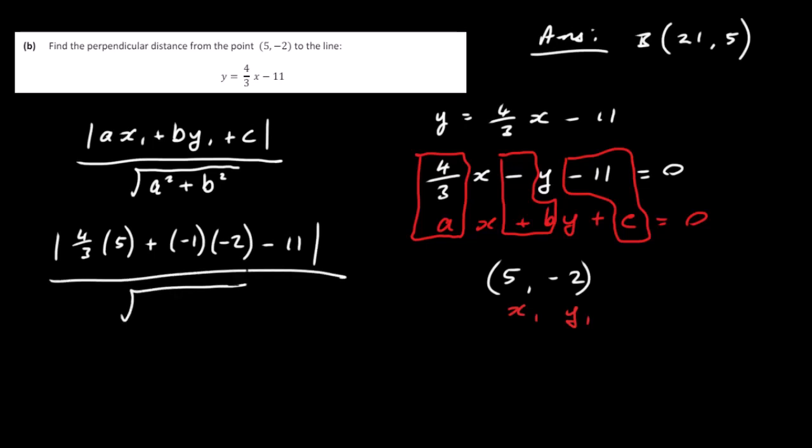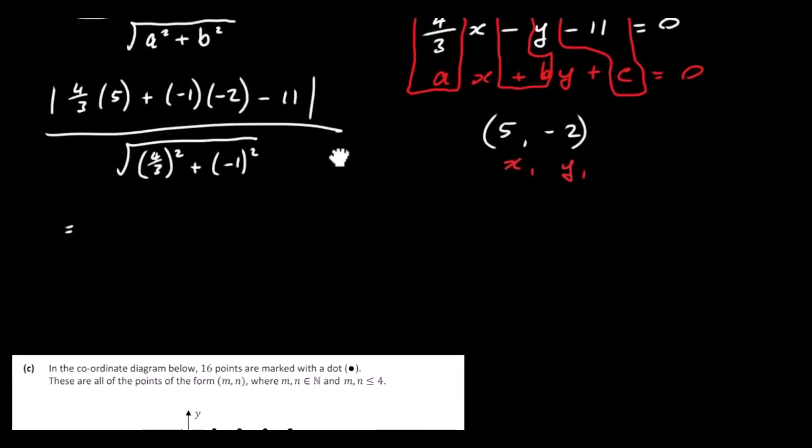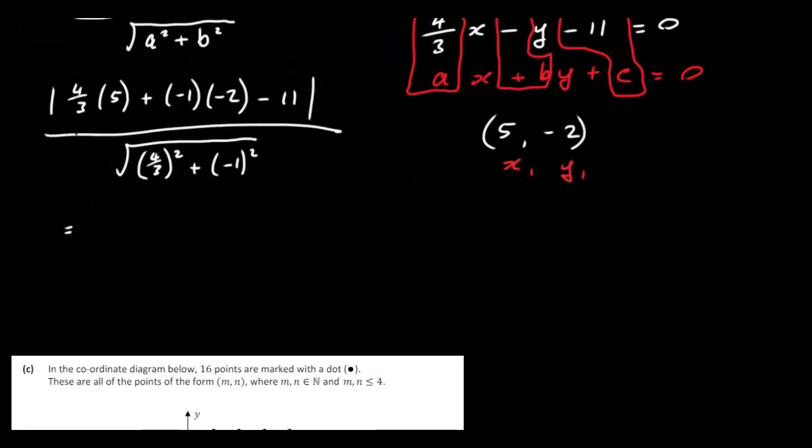Bottom line is then just going to be the square root of a squared plus b squared. So it's 4 over 3 squared plus b, which is minus 1, which we've got to square. So this is our answer here. Well, let's just sort all this out. So we have 4 5s are 20 over 3, minus times plus is minus, minus times minus is plus 2, minus 11, all over.